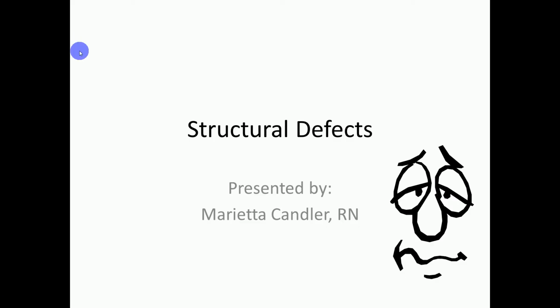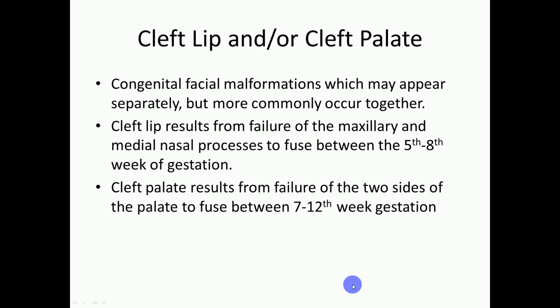All right, we're going to be talking about structural defects, and mainly we're going to focus starting on cleft lip and or cleft palate. These are both facial malformations that appear separately, but actually more commonly they occur together. Usually you have the lip and the palate distortion together.